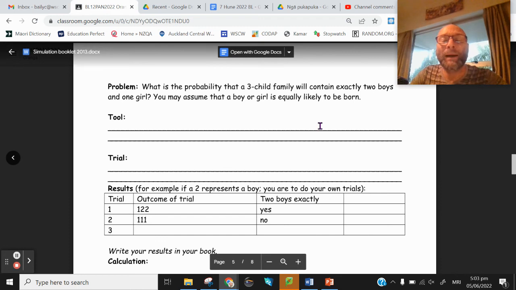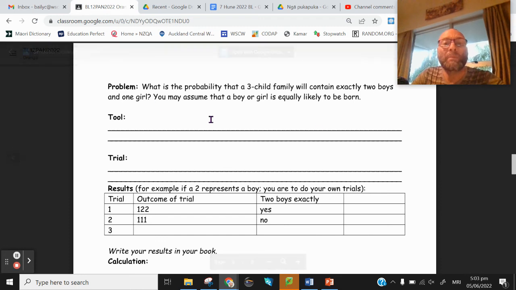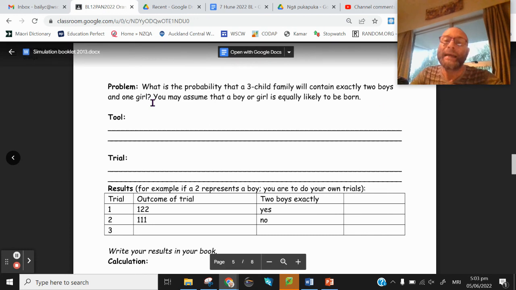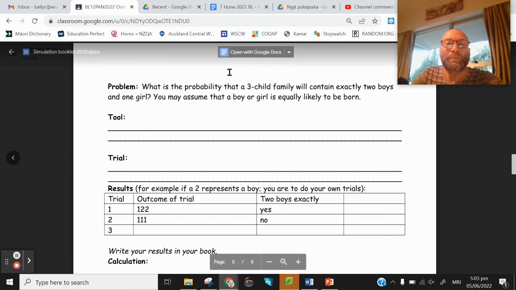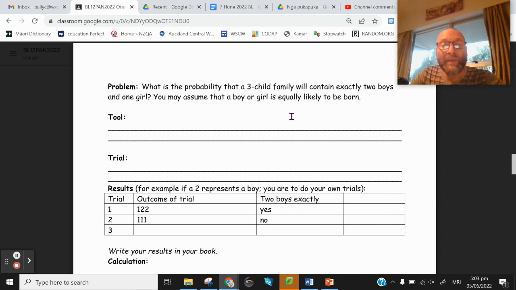All right, this is going to be our mahi kura today. What's the probability that a 3-child family will contain exactly 2 boys and 1 girl? And you should assume that a boy or girl is equally likely to be born. So please have a think about what random numbers we might use to simulate this experience. And we'll talk about that at kura when we get together next.